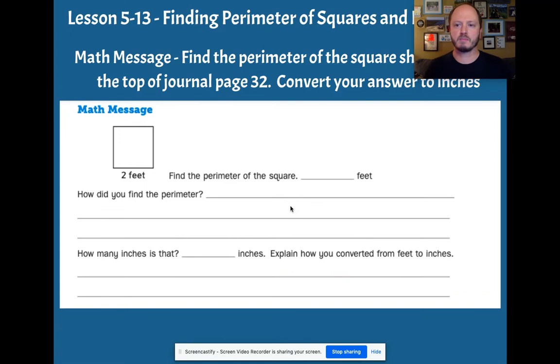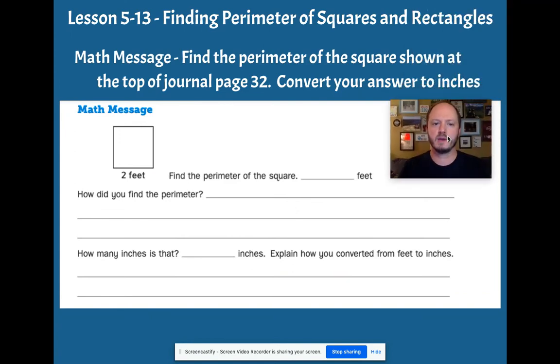We have a math message, and this math message is on the top of journal page 32. So you can access it through Kami, or you can look at it in your real book. If you are coming to school, make sure you bring that book with you. Your journal should always travel to and from school every day. Anyway, the math message, we have this square here. Find the perimeter of it, and then convert your answer into inches.